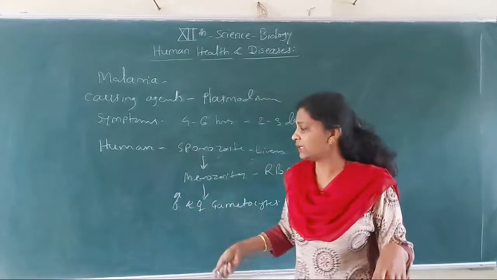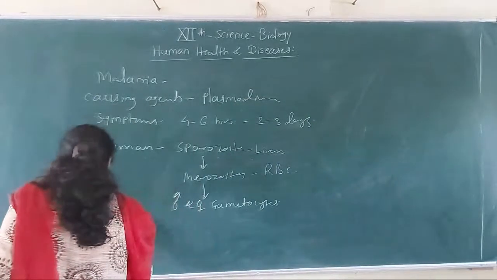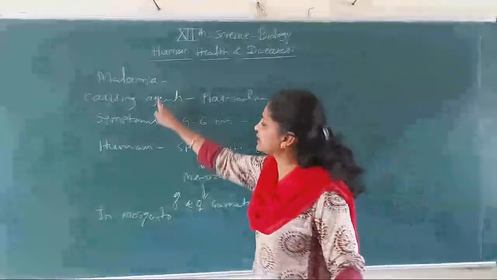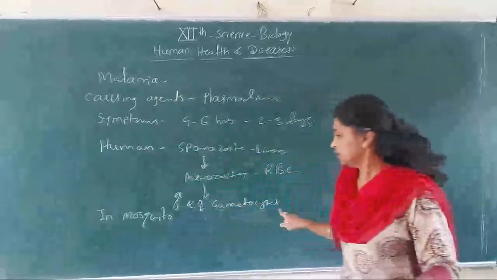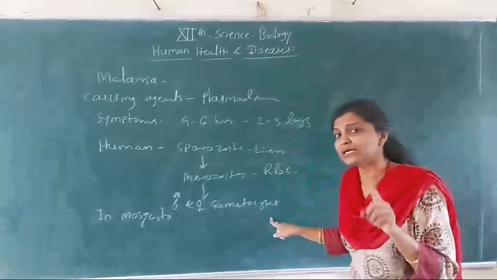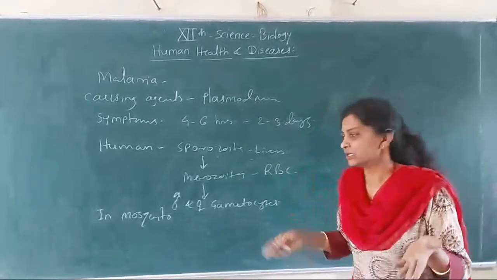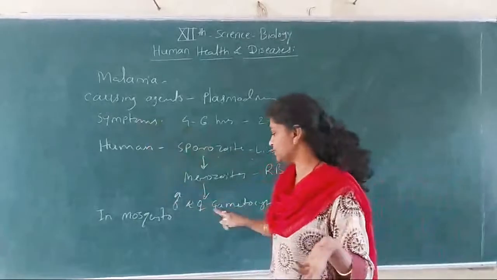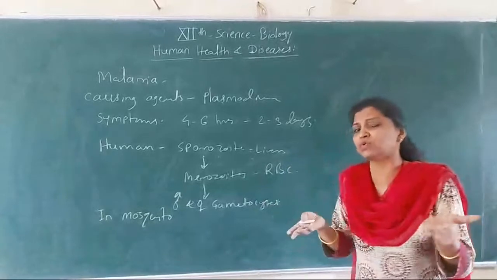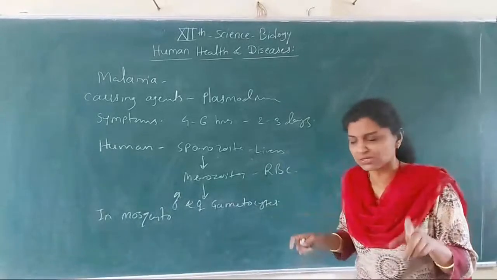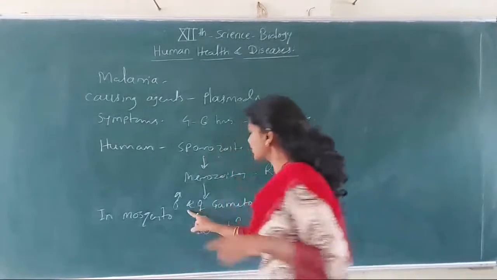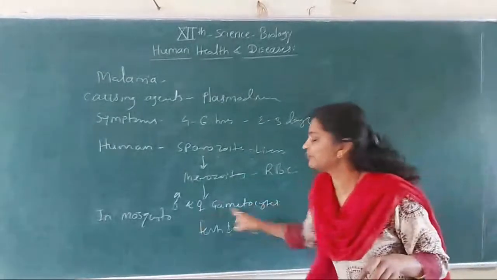Then in mosquito, when the mosquito bites an infected human, then through the blood male and female gametocytes enter into the gut of the mosquito. जेव्हा मॉस्किटो बाईट करणार आहे ह्युमनला तेव्हा ब्लड थ्रू मेल आणि फिमेल गॅमेटोसाइट्स या मॉस्किटो मध्ये येतील. आता जेव्हा ब्लड सक करणार आहे ऑब्वियसली ब्लड कुठे जाणार त्यांच्या गट मध्ये. That is the digestive system where the fertilization of these gametocytes takes place. त्यांचं फर्टिलायझेशन कोणाचं? Male and female gametocytes.